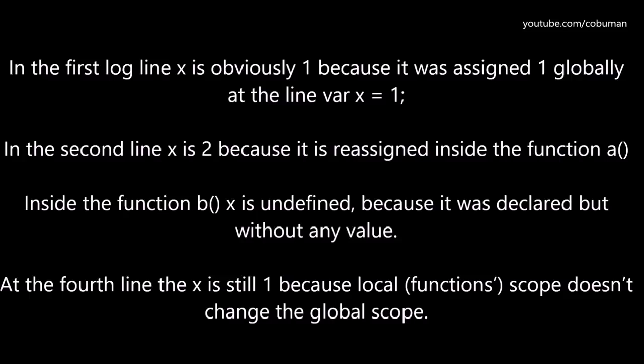In the first log line, x is obviously 1 because it was assigned 1 globally at the line var x equals 1. In the second line, x is 2 because it's reassigned inside function A. Inside function B, x is undefined because it was declared but without any value. At the fourth line, x is still 1 because a local function scope doesn't change the global scope.